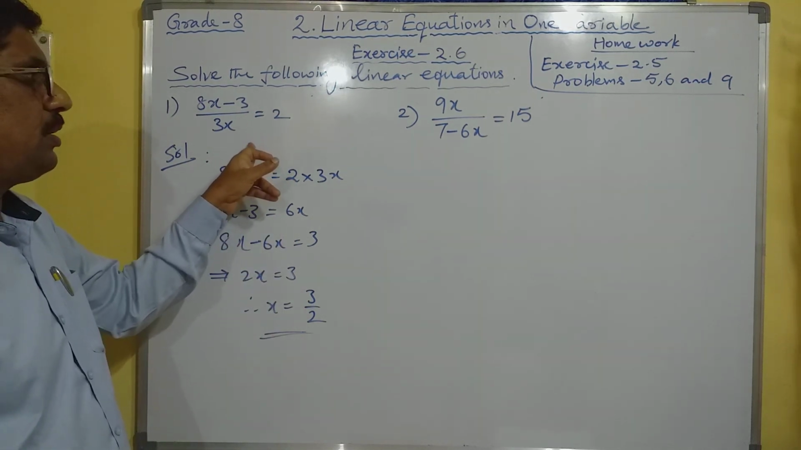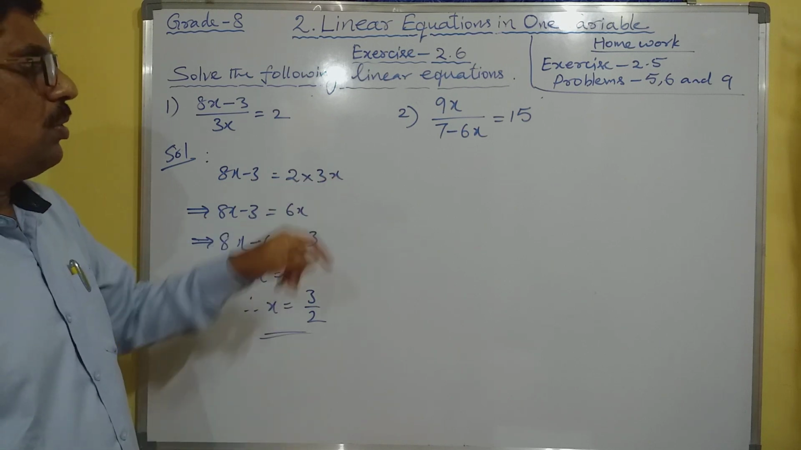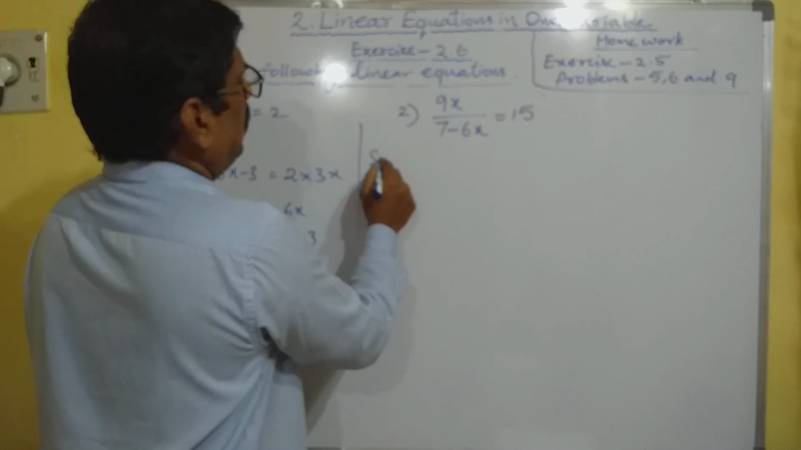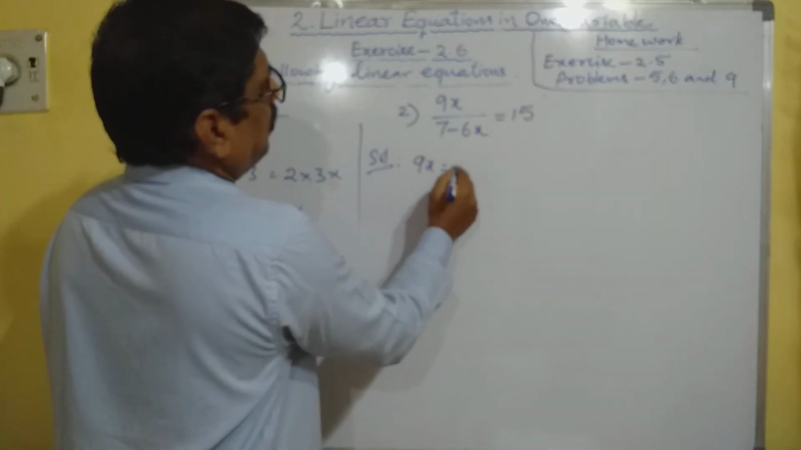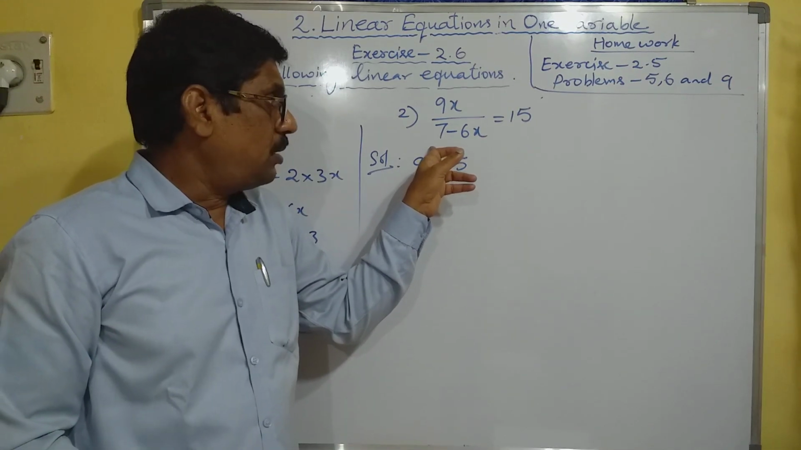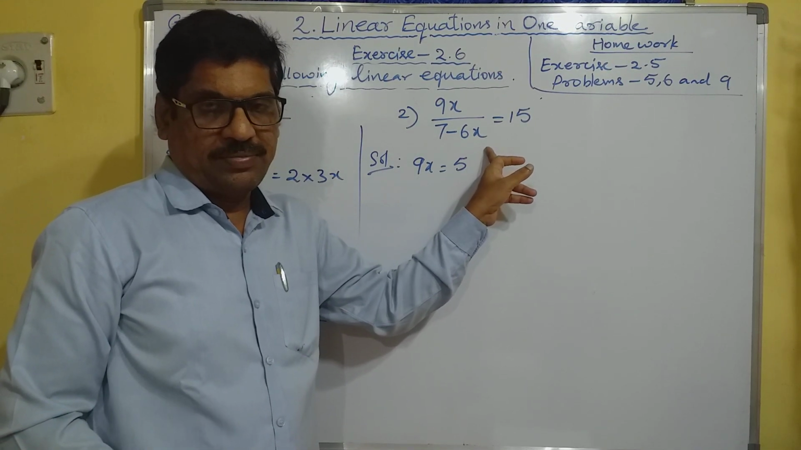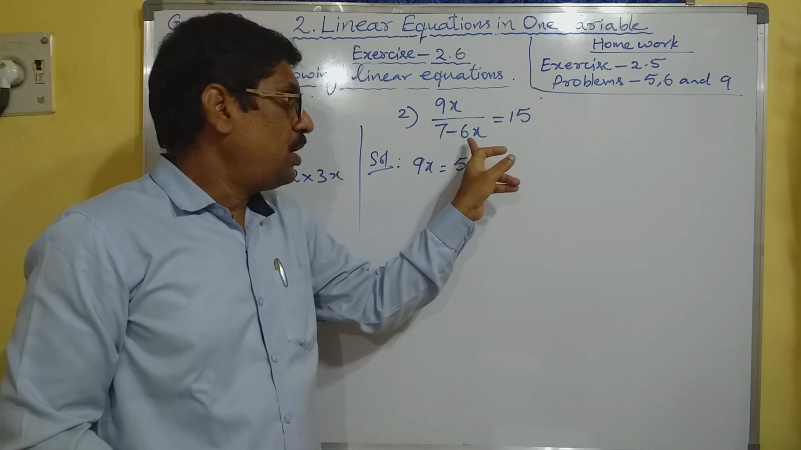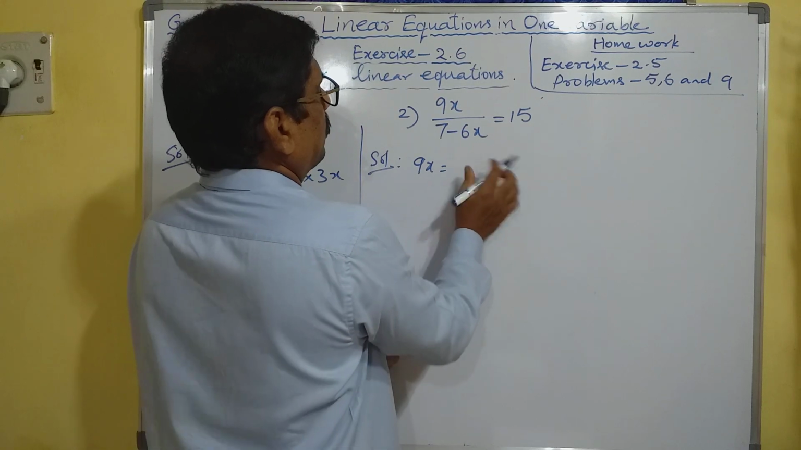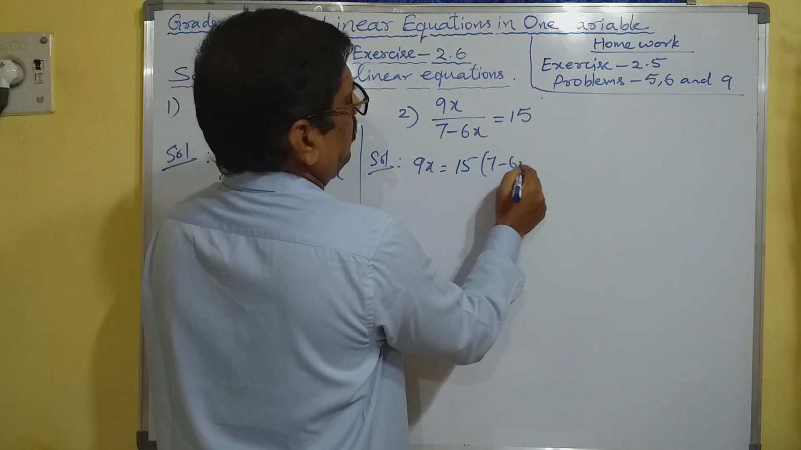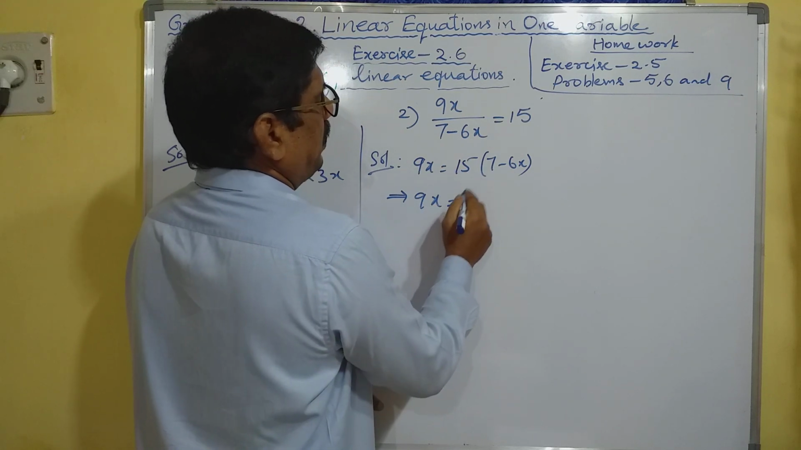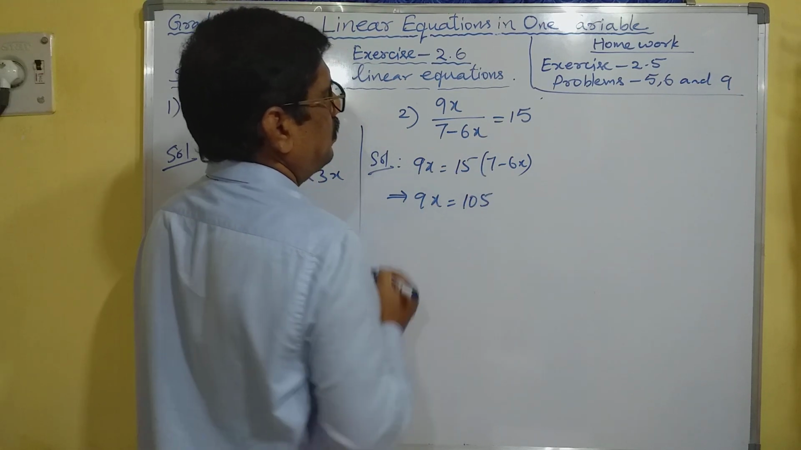So, 3 by 2 is the solution for the linear equation 8x minus 3 by 3x is equal to 2. Now, let us do this problem. This is also in the same model. Now, look at this. 9x by 7 minus 6x is equal to 15. Now, look at the denominator. There is the expression 7 minus 6x. If you shift it into the RHS, it multiplies in the RHS: 15 into 7 minus 6x. This implies 9x is equal to 15 into 7, 105.